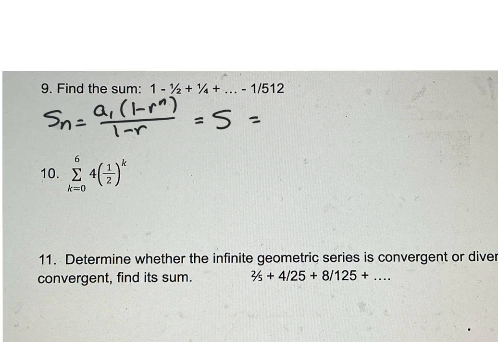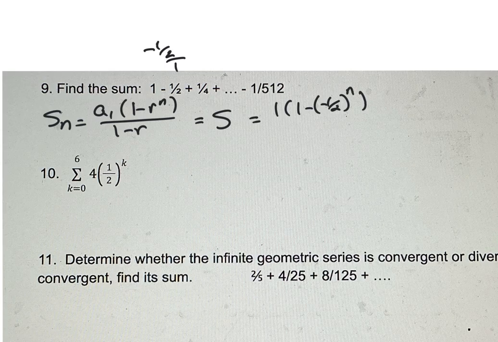Okay, the problem with this one is I don't know what n is. So I don't know what to put right there with the S. I do know the first term is 1. I can figure out R. R is, remember, you just put the second term on top of the first term. So it's -1/2. So I'm going to put -1/2 in here.